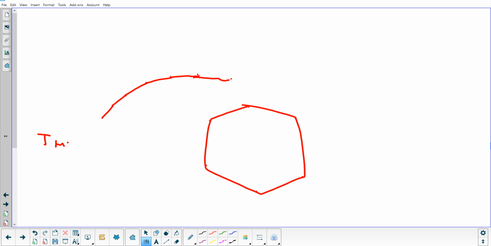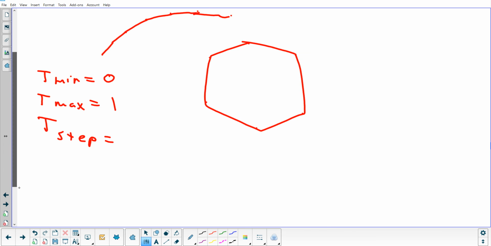So our T min is 0. T max is 1. For T step, it's a good idea to try to pick a T step that divides into the T max. Because think of it like this.